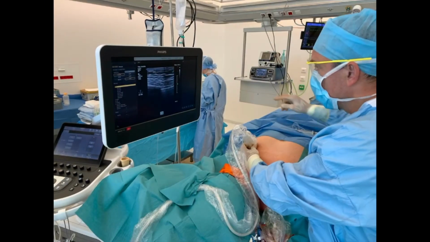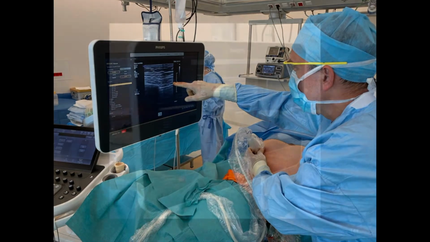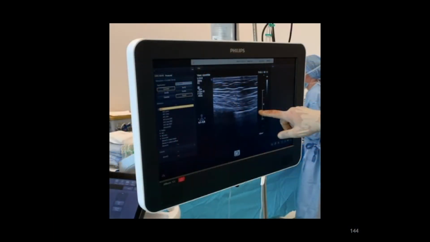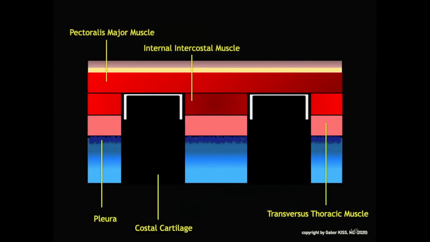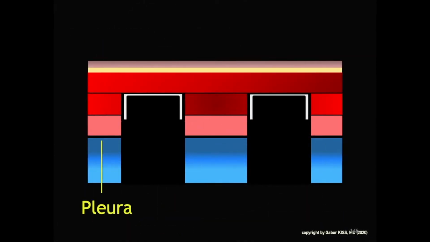Identify the pleura. Here again, the sagittal cross-section view lateral to the border of the sternum, showing the pleura with the transverse thoracic muscle above.